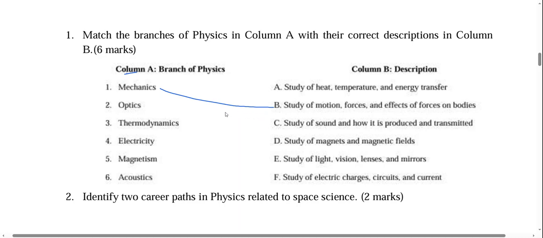Then for number 2, on column A, optics. Optics, this is the study of light, vision, lenses, and mirror. Therefore, its match is on column B, number E, like that. Number 3, we have thermodynamics. Thermo means heat. Therefore, this is the study of heat, temperature, and energy transfer. On column B, it is right there at position A.